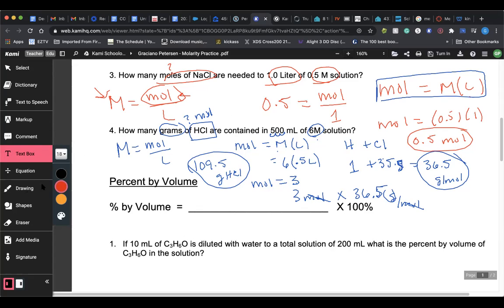All right, 1 second. Okay, back to this. Here, this page. All right.